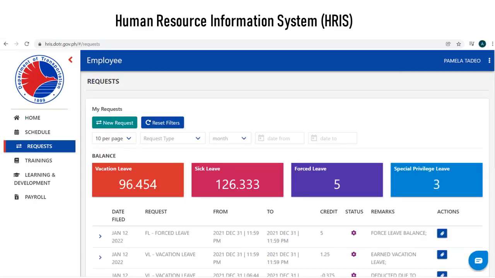This is how the requests for leaves of absence or official business purposes look like, and we have our balances of our leave, so we will know if we still have enough leave credits to use during emergencies or some filial obligations or forced absences, etc., etc.